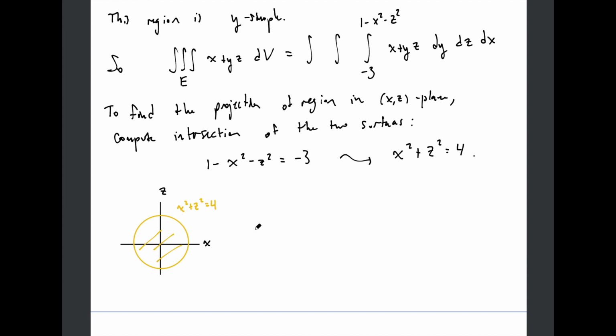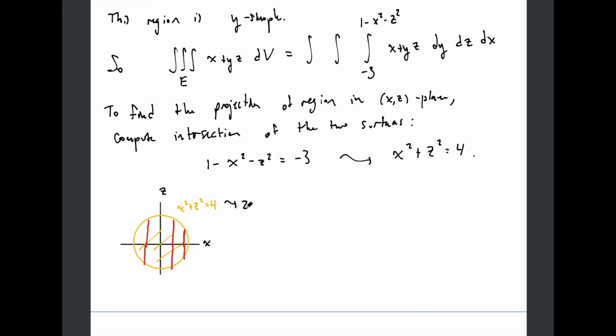If I'm doing this in the order z, then x, what do we need to think about? We need to think about fixing an x value and determining the appropriate range of z values. When we do dz dx, we'll be integrating along slices like this initially. Well, for a fixed x, the lower bound is given by the lower half of this circle, and the upper bound is given by the upper half.